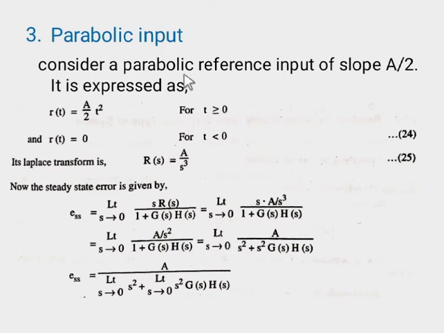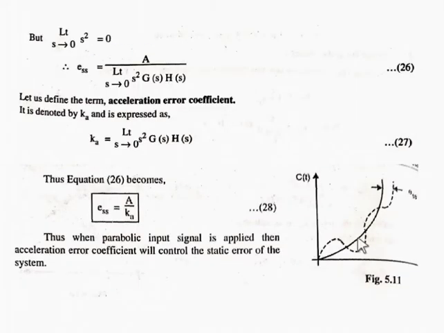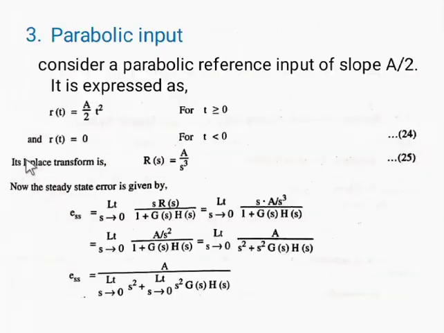Now consider the parabolic reference input signal of slope A by 2. It is expressed as r(t) equal to A by 2 into t square for t greater than or equal to 0, and for t less than 0, it is 0. This is the parabolic input signal, having a function r(t) equal to A by 2 into t square.